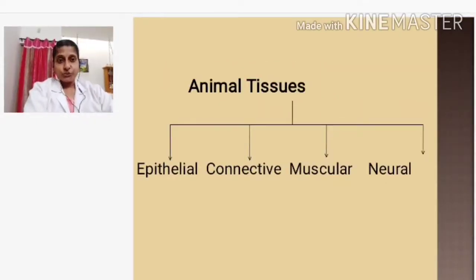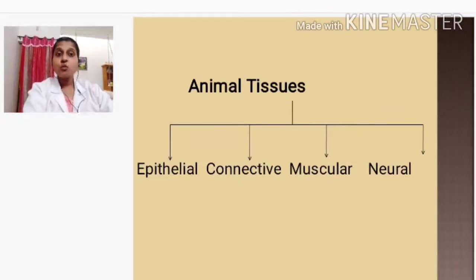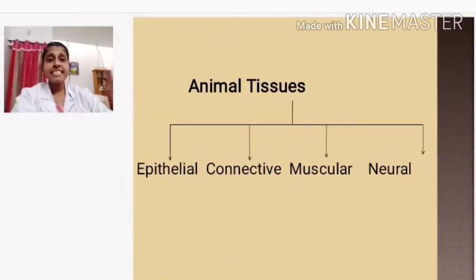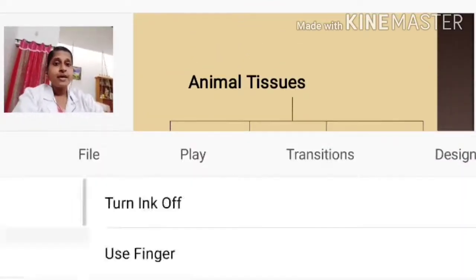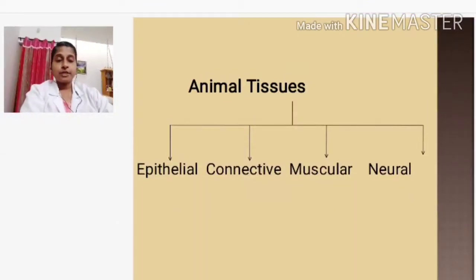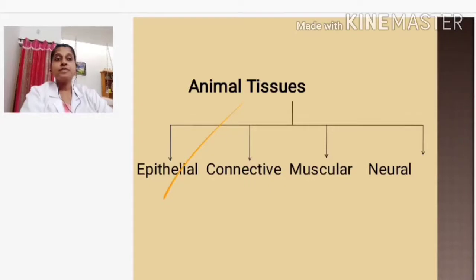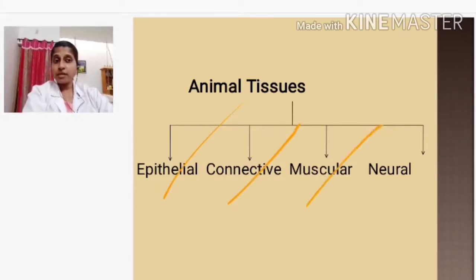Animal tissue, right? When you are classifying animal tissue, you can classify them into 4 major categories. So what are the 4 major categories? The first category is epithelial tissue. The second category is connective tissue. The third one is the muscular tissue, and the fourth one is the neural tissue.